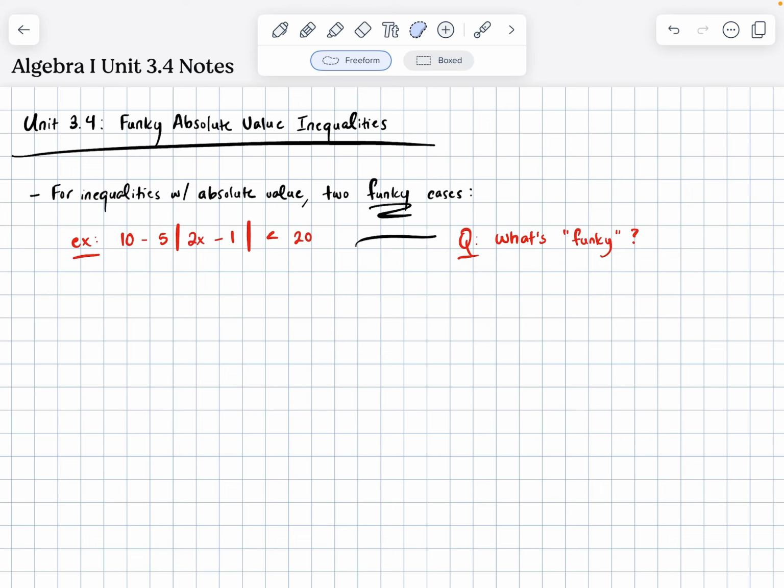The first one might show up in a problem like this. 10 minus 5 times the absolute value of 2x minus 1 is less than 20. So in the back of your mind, I want you to be thinking about what's funky, what's weird, what's different, what's new, how is this going to change from the types of inequalities containing absolute value we've seen up until this point. But you should hopefully have a pretty good idea, at least of the first couple steps you might take to get towards your goal of solving for your variable.